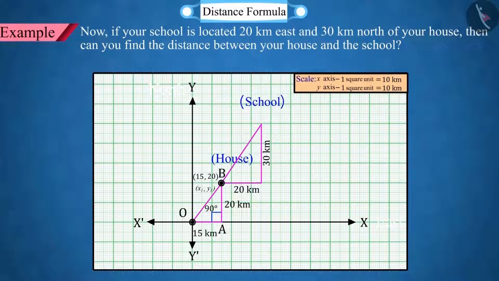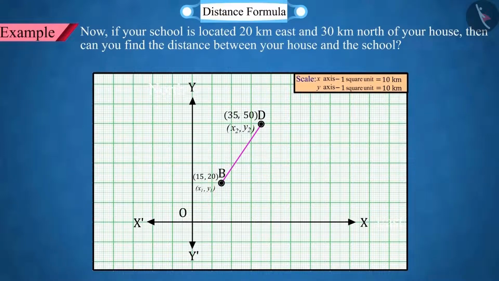Similarly, school has the coordinates of the point D will be obtained as 35 from the x-axis and 50 from the y-axis. Then, represent the coordinates of the point D, that is 35 as x2 and 50 as y2. Since now we have to find the distance between these 2 points, that is point B and point D, we draw the perpendiculars BP and DQ from the points B and D respectively on the x-axis. And also, let's draw another perpendicular from the point B on DQ, which intersects DQ at the point R.